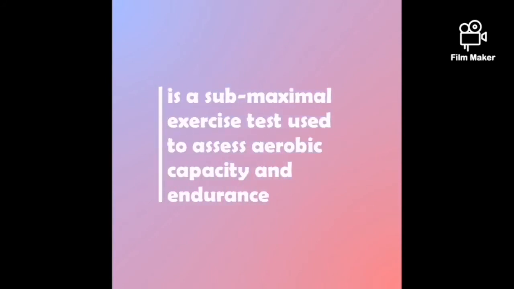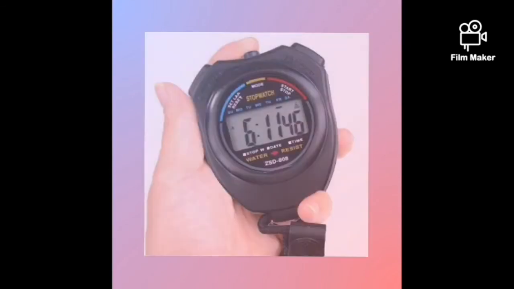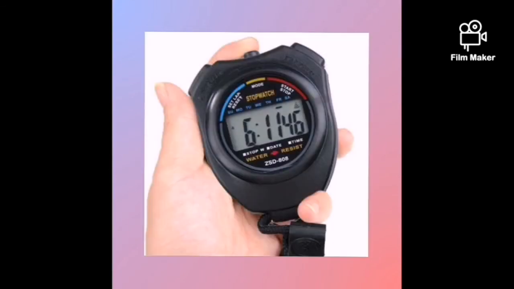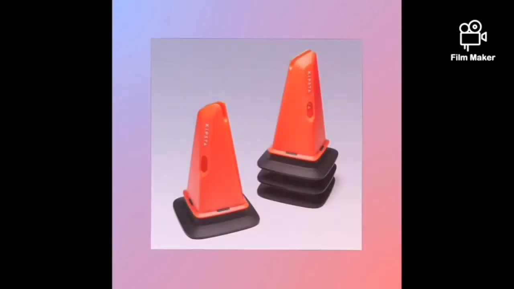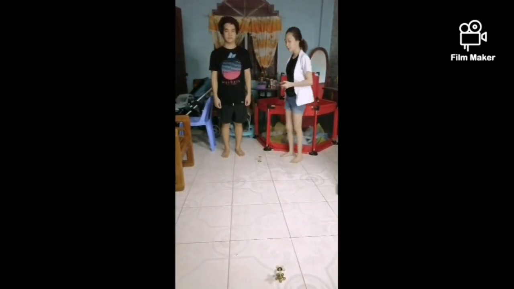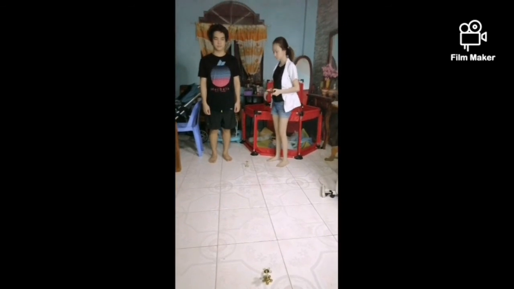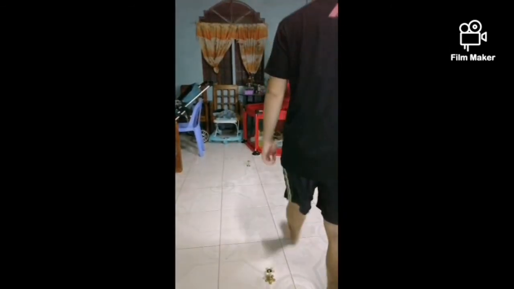The 6-minute walk test is a submaximal exercise test used to assess aerobic capacity and endurance. Equipment required: stopwatch, tape measure, and 2 cones to mark the distance that needs to be covered. Tell the patient that the objective of this test is to walk as far as possible for 6 minutes. The patient will walk back and forth in a hallway.